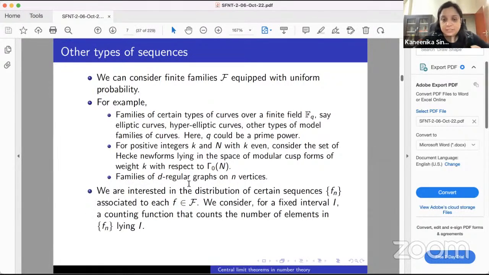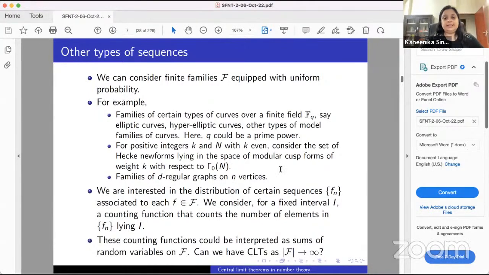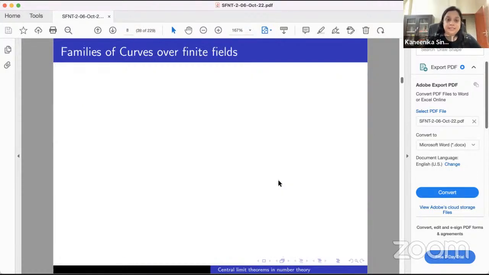And the fundamental function that we want to consider when we are looking at counting functions is, for a fixed interval I, a counting function that counts the number of elements of your specific sequence lying in the interval I. Okay, and we try to interpret this counting function as a sum of seemingly independent random variables to be able to apply the probabilistic theme that we have studied so far. As I said, these can be interpreted as sums of random variables. And so the question is, can we have central limit theorems for these counting functions as the size of the families goes to infinity?